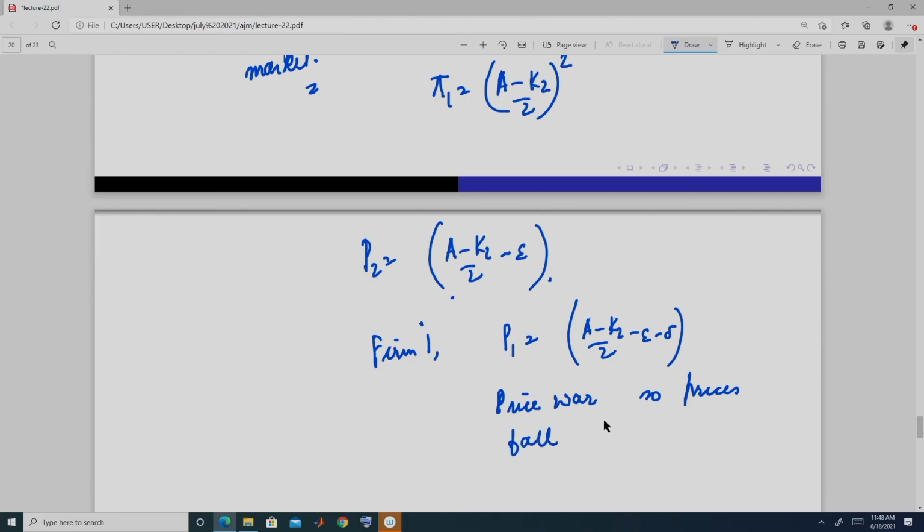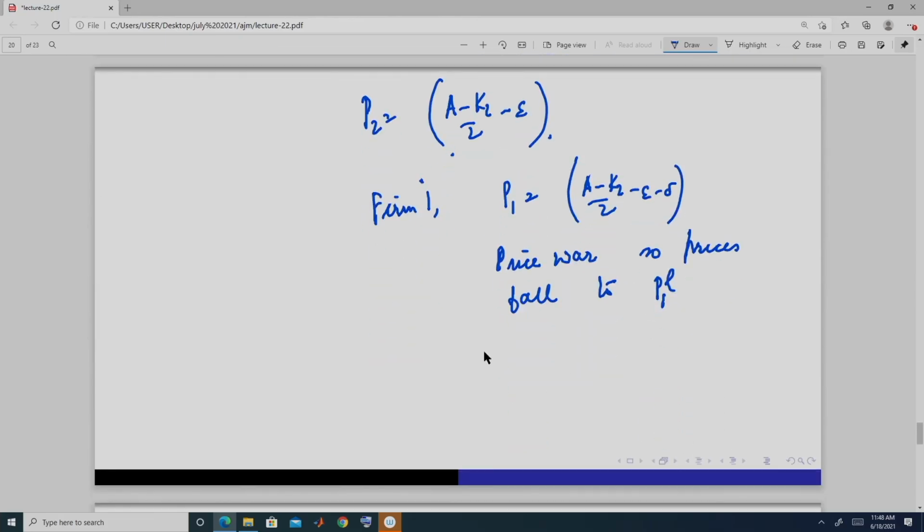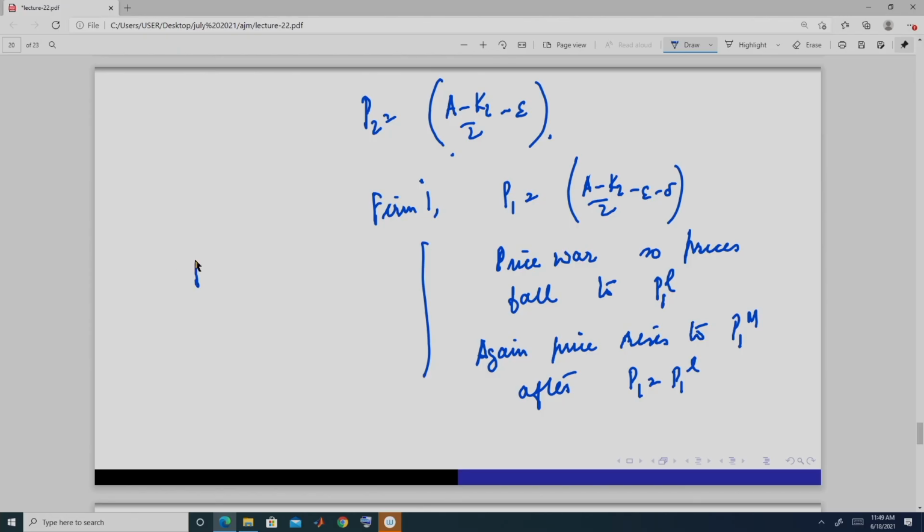Prices fall to P1L, then again the price rises to P1M after P1 is equal to this. So, what is happening there? There is going to be some kind of a cycle, and this cycle is going to be between P1M and P1L. So, price will oscillate between these.